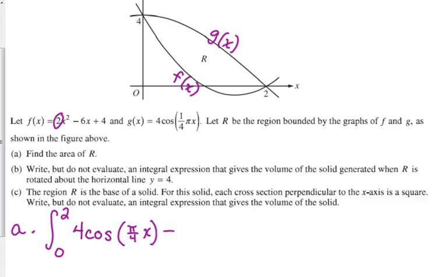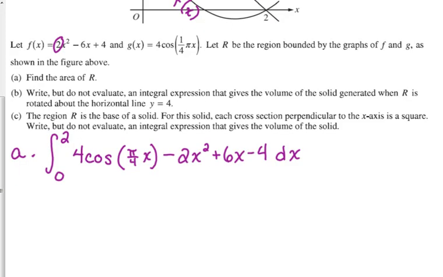I don't like 1/4 pi. We're used to pi over 4x. Minus, now be careful with this, it's a multiple term expression, so you got a choice. I would probably go ahead and distribute the negative, okay? Go ahead and distribute that negative, or put parentheses around it, but I think it's just easier to go ahead and distribute the negative. Alright?